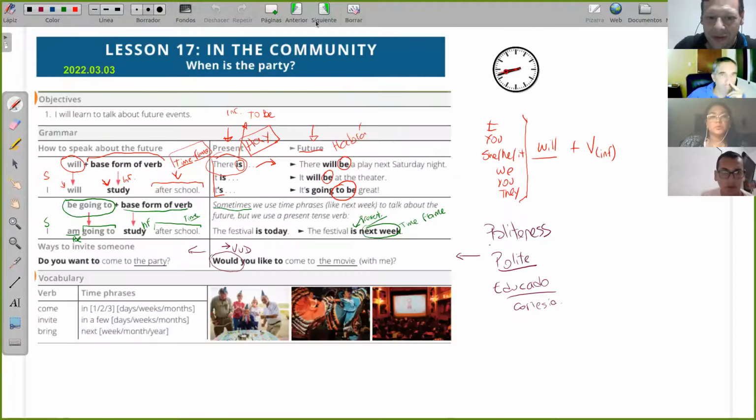I will give you some help. Sometimes we use time phrases like next week to talk about the future, but we use a present tense verb. The festival is next week. So we use the present tense, but we give some reference that we are talking about the future. Okay? Remember this. This is a third way, but it's not so formal. Okay?